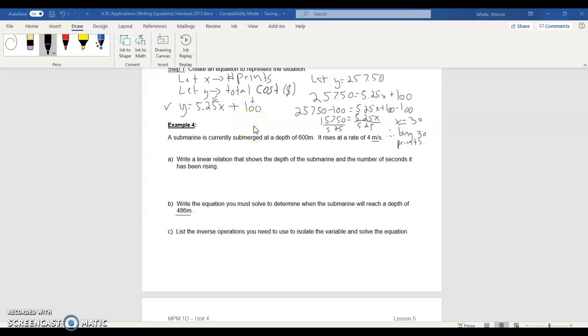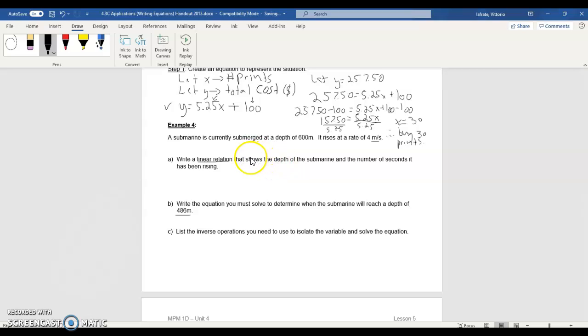This is 4.3c part 3. So we're going to continue with the problem. Example number 4 now, we'll move on to that. We have a submarine that's submerged at a depth of 600 meters. It rises at a rate of 4 meters per second. And we need to write a linear relation that shows the depth of the submarine and the number of seconds it's been rising.